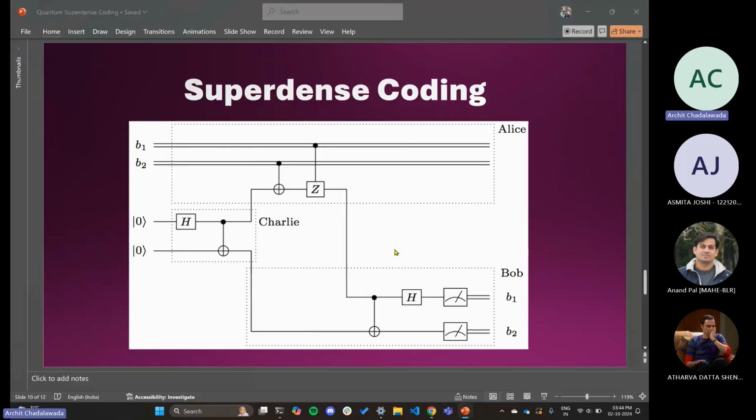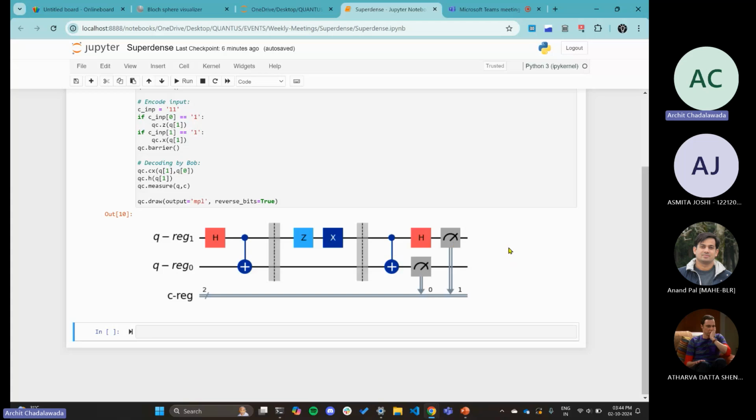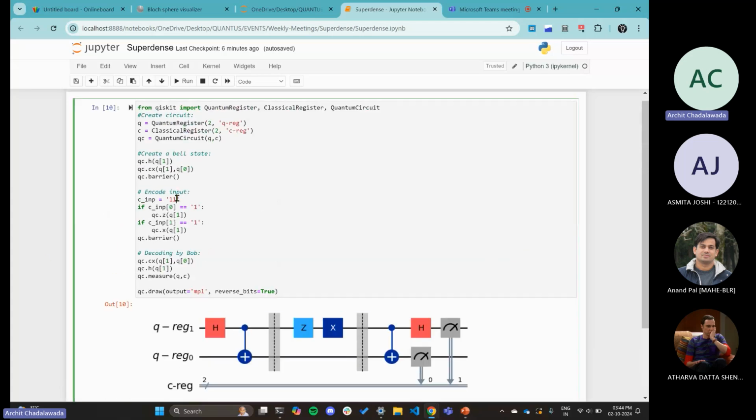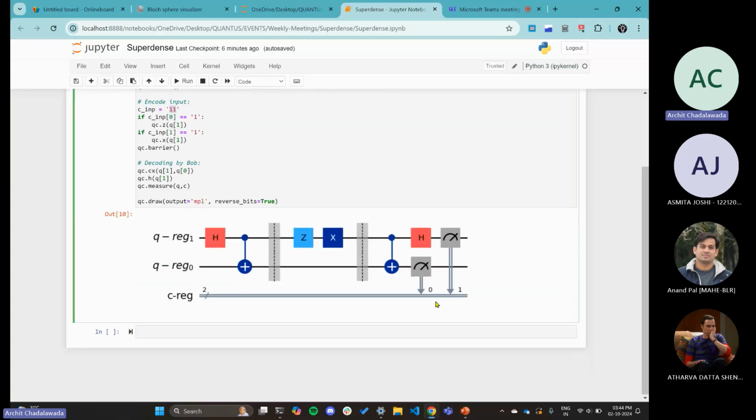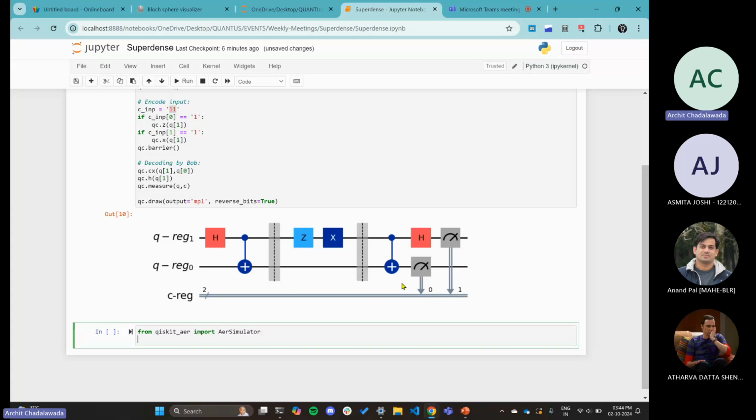But now let's actually run the circuit by using a simulator and see if it actually works. In this case, the input was 1, 1. Let's see if when we measure these two qubits at Bob's end, we actually get 1, 1. There's a package called Qiskit Aer, which includes an object called an Aer simulator, which we use to simulate quantum circuits. So first we need to pass a job. A job is basically like a task or a process that you pass to this simulator of the quantum computer that runs the quantum circuit.